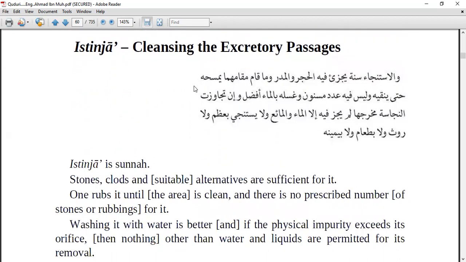Now we talked about najasa or physical impurities. Let's talk about another term that is used, which is known as istinja. So istinja is the cleansing of the excretory passages.